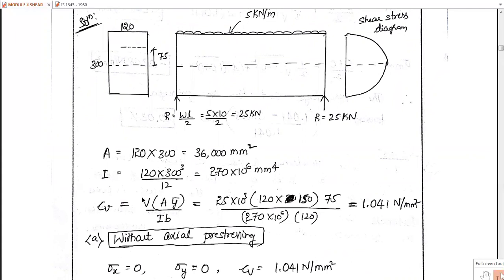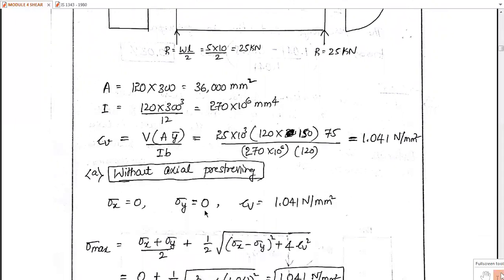I repeat once again, V is the shear force. Shear force means the reaction here, because we are calculating without the axial pre-stress. That is w L by 2, that is 25 kilonewton, 25 into 10 raised to 3. Area A into y bar is the first moment of area. Half of the section we have to take here, 120 into 150. Y bar means 75, so 120 into 150 into 75. Moment of inertia is b d cube by 12, where b is the breadth of the beam. That is how we have calculated the shear stress at the support section.